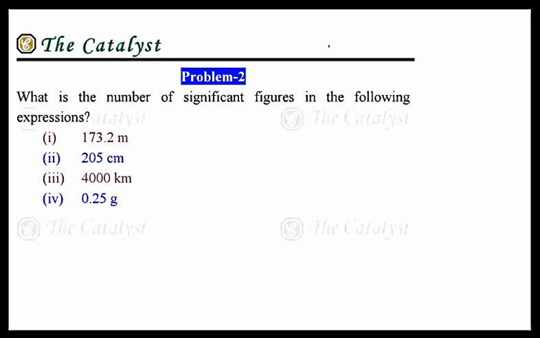Okay, now let us do the second problem. In this problem we are supposed to find out the number of significant figures. So 173.2 meters, that means it has got four significant figures. 205 centimeters, it has got 3. Now in the third case, that is 4000 kilometers, this is a measured value, that is why it is written 4000 kilometers. So the number of significant figures is 4 and not 1.